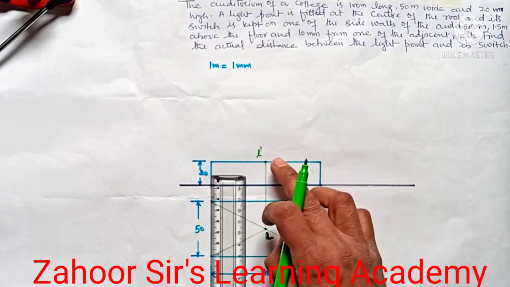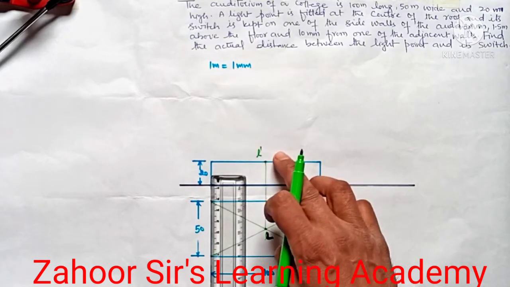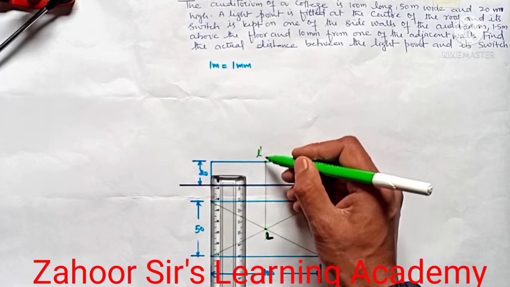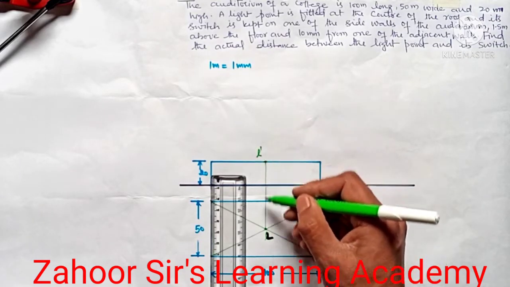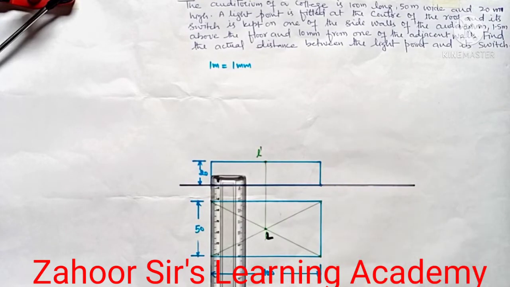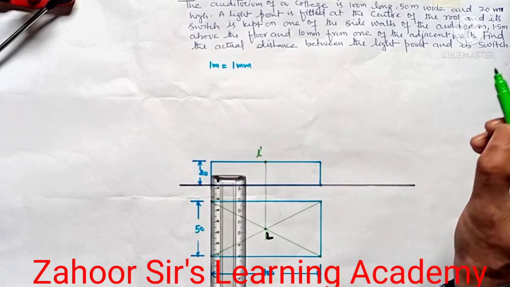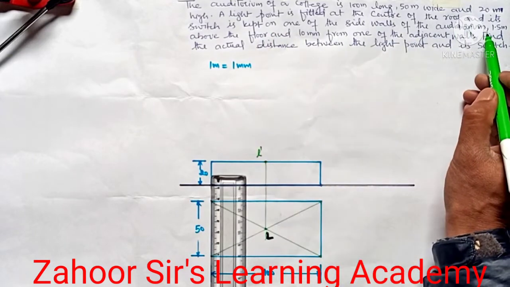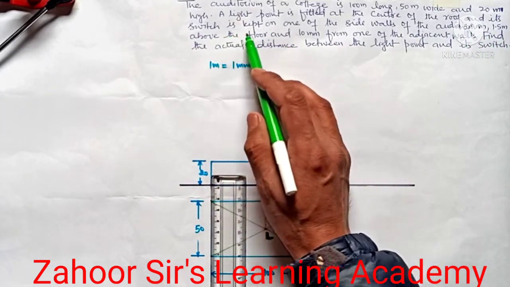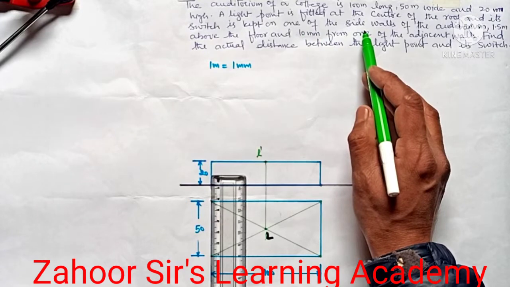Now we know where the light is in the top view and in the front view, and this is the projector which connects the top view with the front view. Now what are the other parameters, that is the switch parameters which are given, that the switch is kept on one of its side walls.